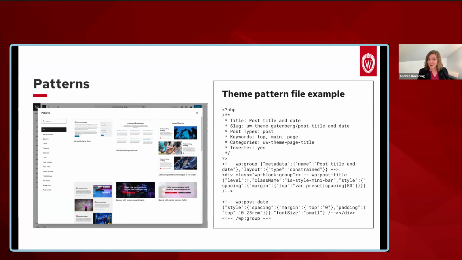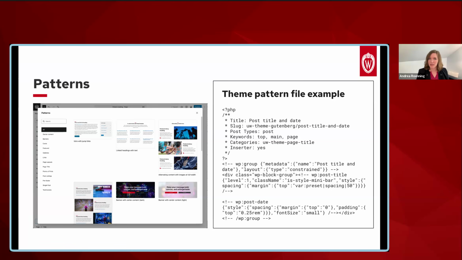So patterns are another great way to use WordPress core blocks. And the UW theme provides multiple patterns to help folks get started with page design. As a developer, these were really easy to add to the theme by adding pattern PHP files. So on the right, there's an example of a theme pattern.